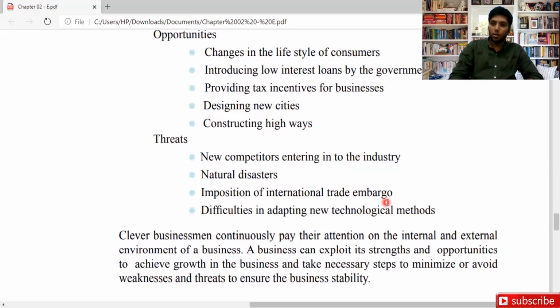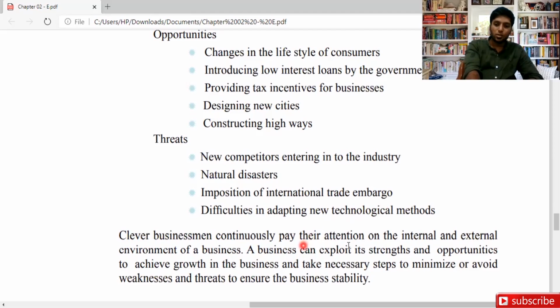Difficulty in adapting new technological methods. So it's very hard to bring new technology. It's very hard to learn about the new technology. You spend a lot to learn about the technology. It's also a threat for your survival. So you need to be very careful when a new technology comes. If you do not understand the technology, you're out of the market because a competitor can learn and kick you out of the market anytime.